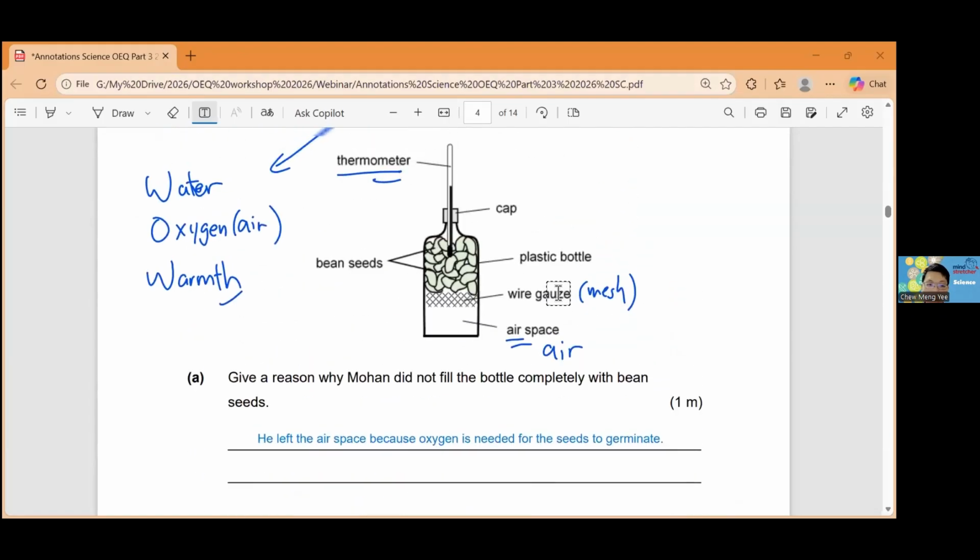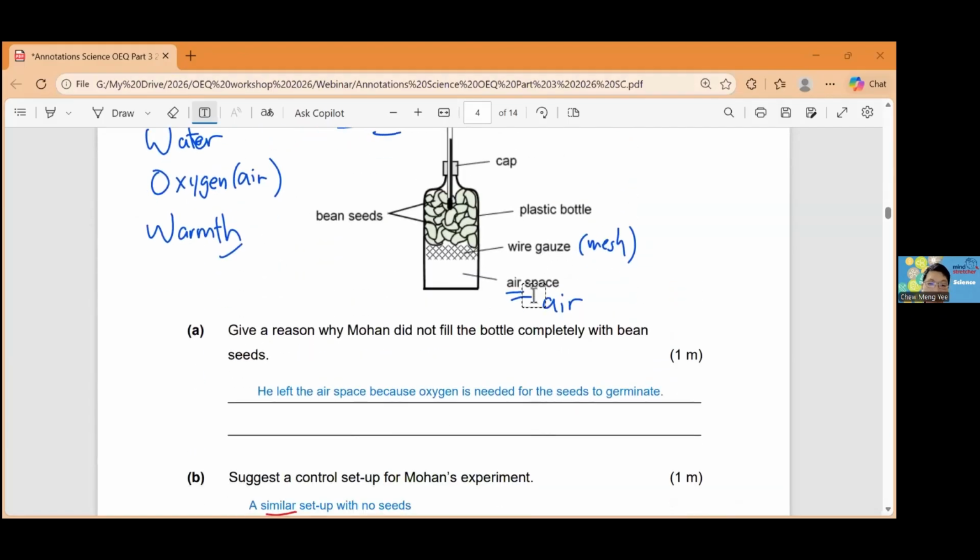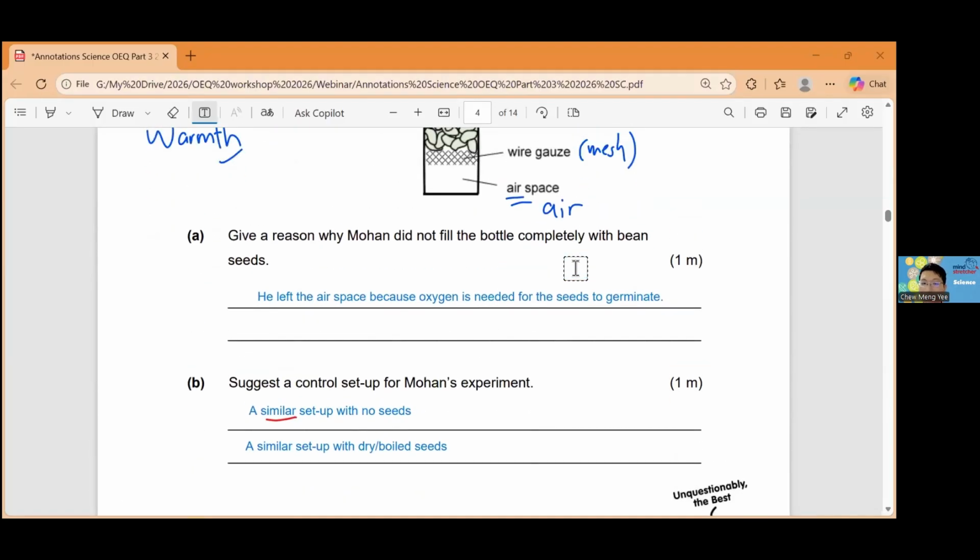Yeah. So if possible, you can use a vacuum. A vacuum means there's no air, but I don't think most of you will understand what a vacuum is. But a vacuum is a space with no air.